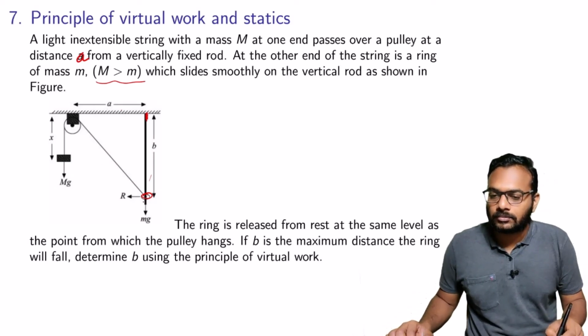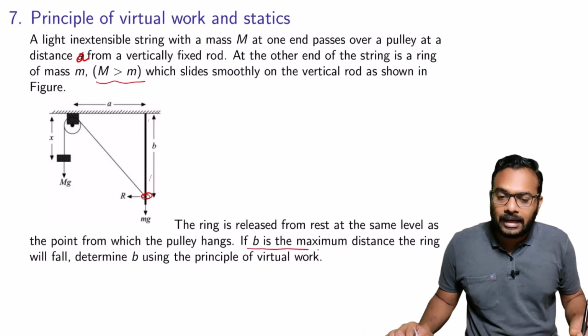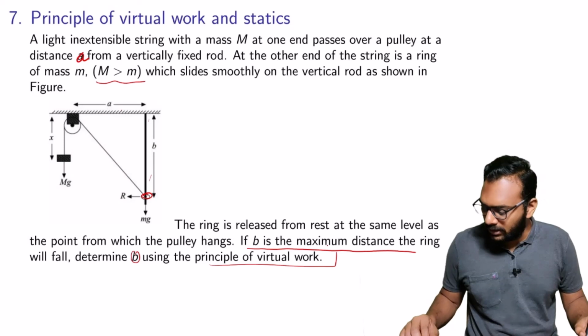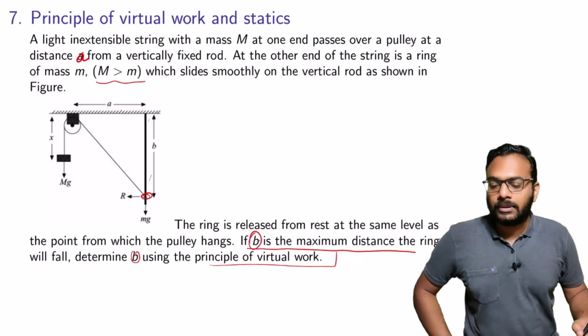You release the ring from here, and it attains an equilibrium. If b is the maximum distance the ring will fall, determine b using the principle of virtual work. That's the question.